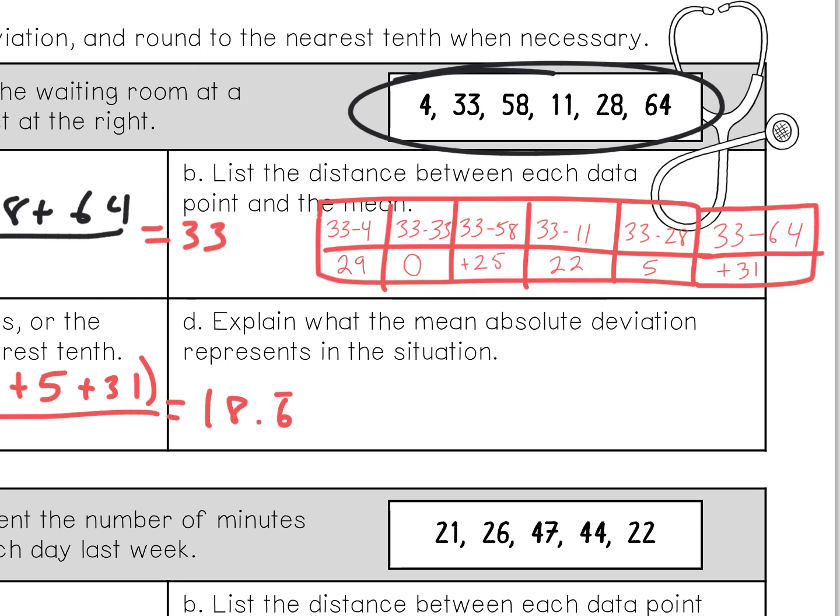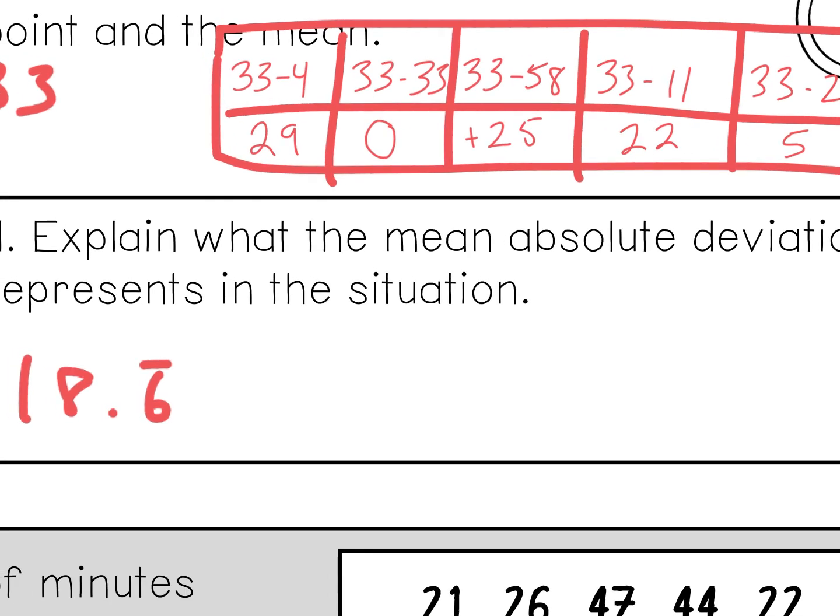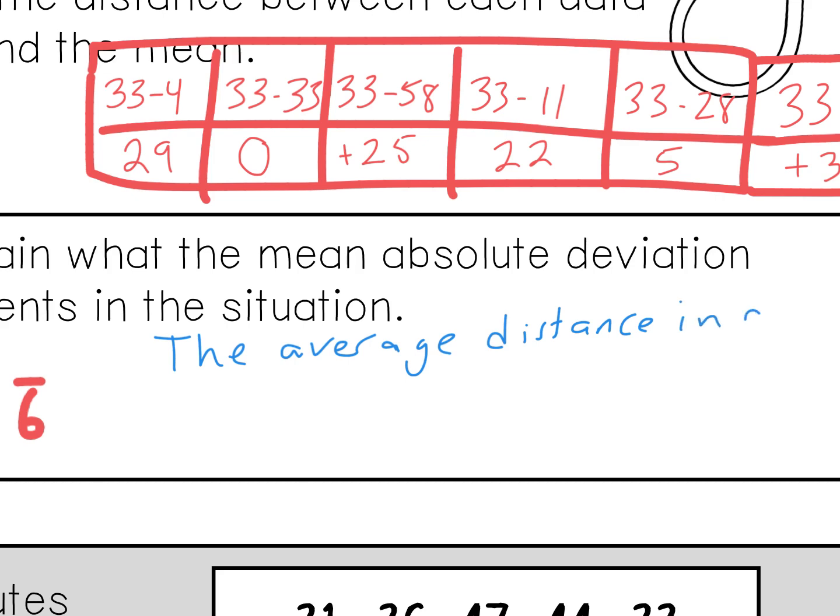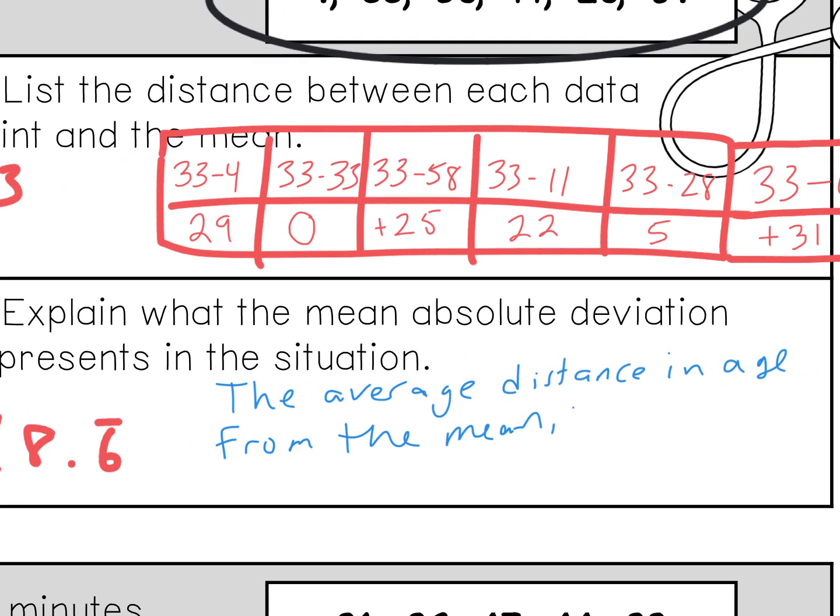Okay, so we want to explain the situation. Okay, and so this means the average age in the doctor's office, the average distance in age from the mean, which was 33, from the mean 33, is 18.6 repeating.